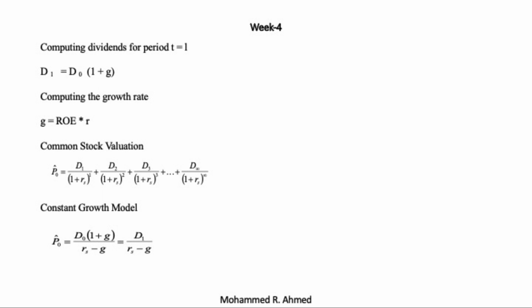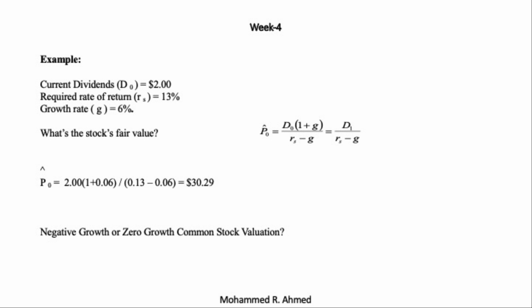But the first model is called the constant growth model. In the constant growth model, we assume that growth is constant. If the growth is constant, we modify the model as D1, which is the dividend for period 1, divided by RS, which is the required rate, minus G, which is the growth rate. Using this model, we can find the fair value of the common stock if the company is going through a constant growth rate. Okay, let's look at the common stock analysis example.